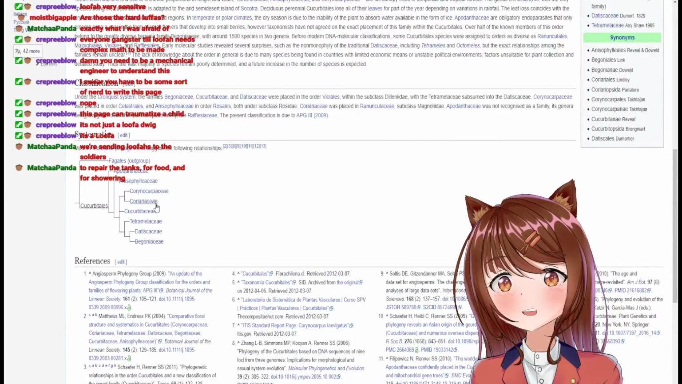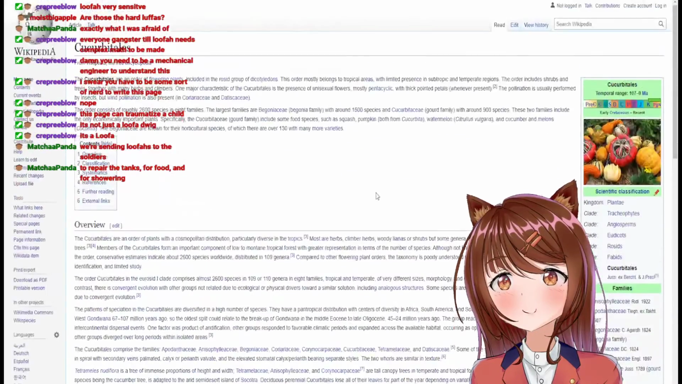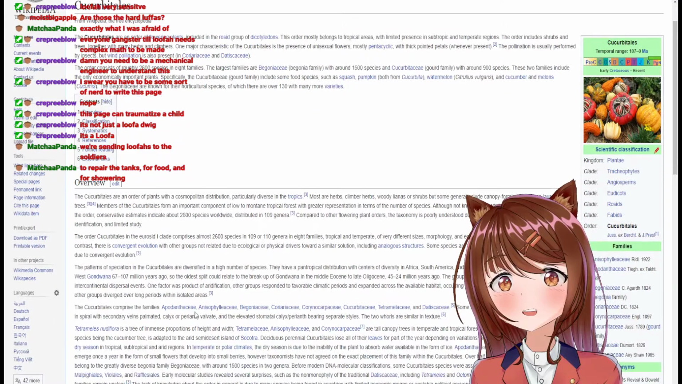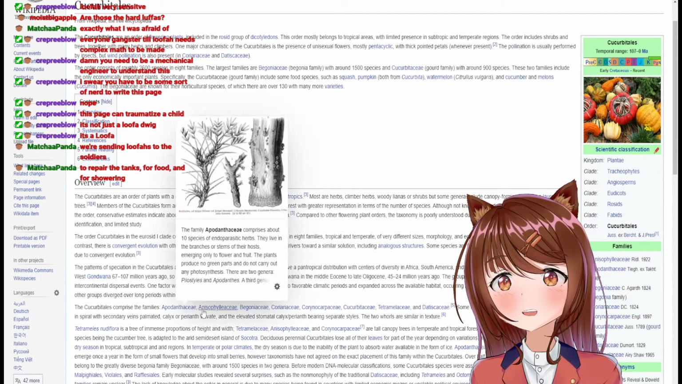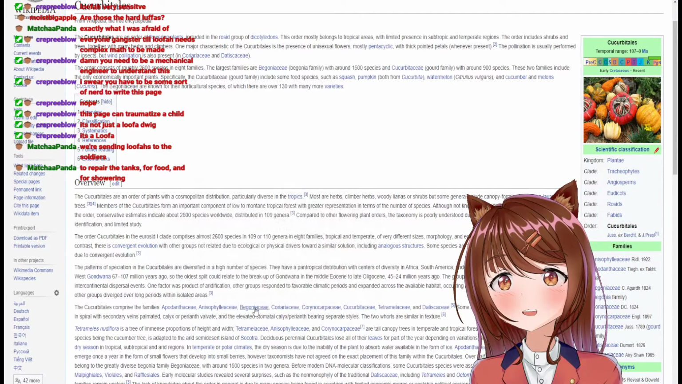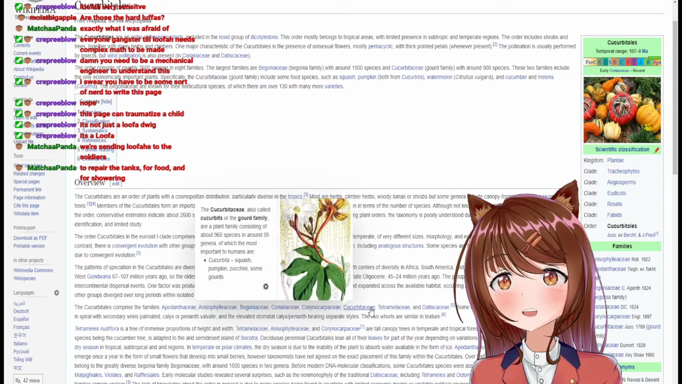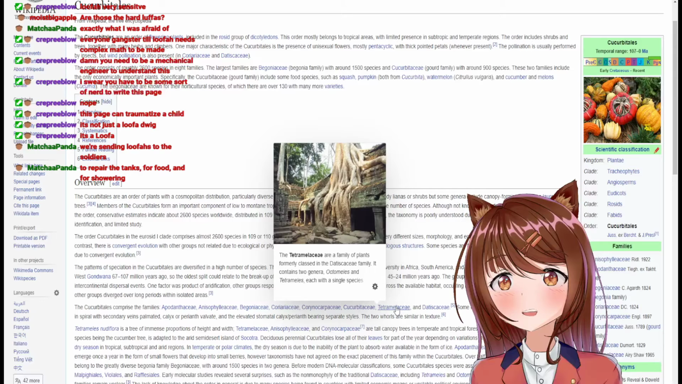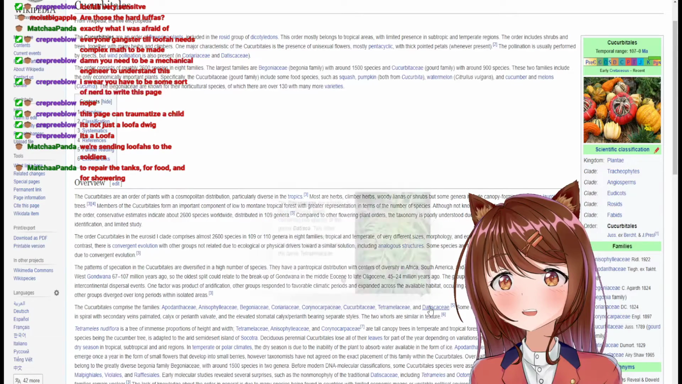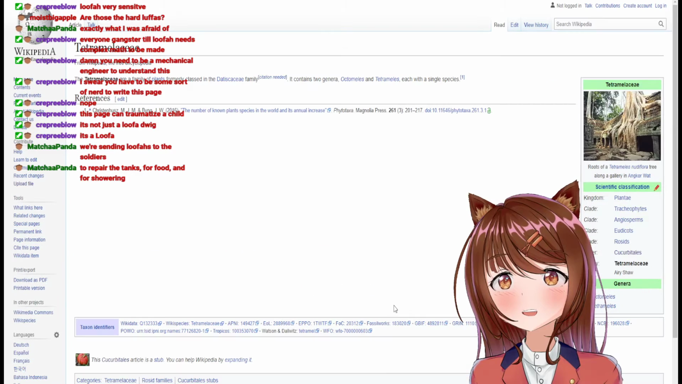Let's keep going. Let's see if we can find something really cool by just continuing down this. Divergent evolution, blah, blah, blah. Ooh, there's different families? Oh, which one of these do we click on? Which one of these looks the coolest? Ooh, that one looks kind of cool. Yeah, I'm gonna click on this one.